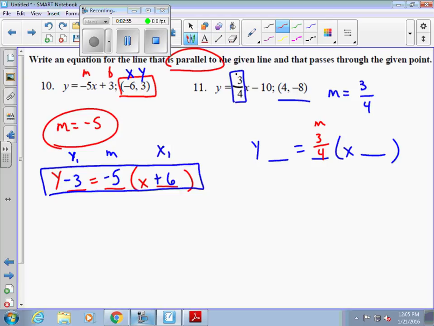Your x sub 1 and your y sub 1 switch. Your x goes into parentheses with the x. It's 4, so x sub 1 is the opposite, -4. Your y goes next to the y. It says -8. The opposite of that is +8. There it is, point slope form.